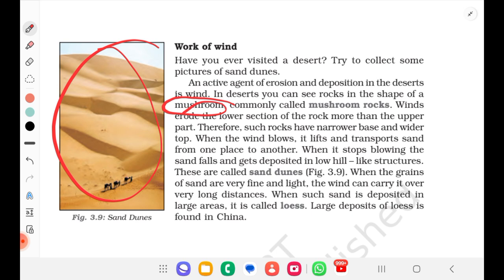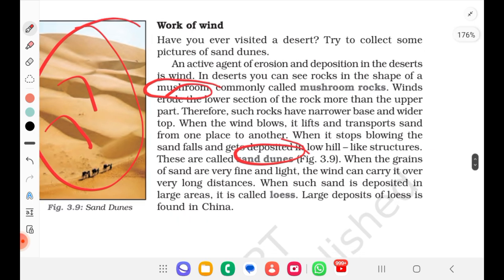When the wind blows, it lifts and transports sand from one place to another. When it stops blowing, the sand falls and gets deposited in low hill-like structures. These are called sand dunes. See, these are sand dunes formed because of deposition.